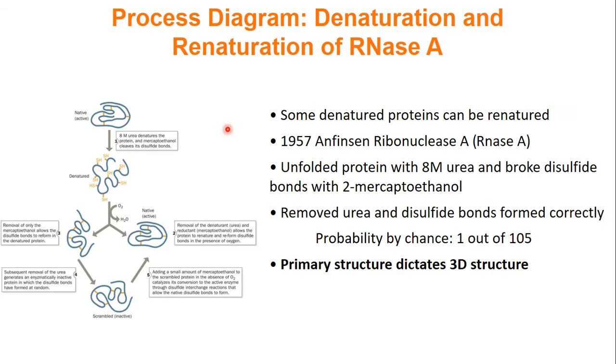Now, there was an experiment roughly 60 years ago now by Anfinsen that showed that it is possible for some proteins, once they're denatured, to become renatured. Now, not all proteins can do this. Think of eggs. When you fry an egg, you're actually changing the proteins in the eggs. And once you fry an egg, you can't unfry it. You can't renature those proteins.